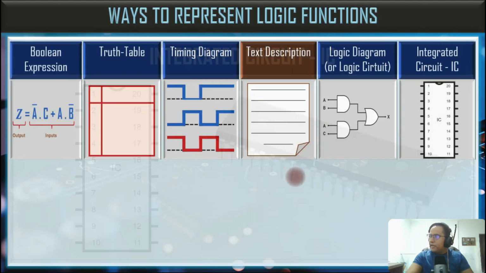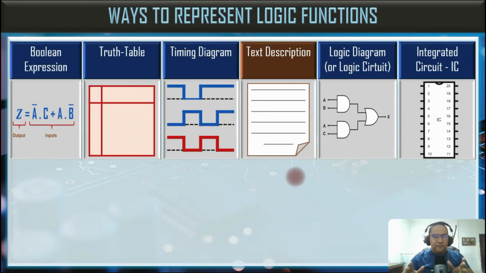Okay guys, we've reached the end of another video in our digital system series. In this lesson, we explored the main ways to represent logic functions, how they can be expressed through Boolean expressions, truth table, timing diagram, logic circuit, and integrated circuits. These representations are essential for understanding how digital systems operate and how logic gates combine to create more complex circuits. In the next videos, we'll go even further, learning how to simplify Boolean expressions and design digital circuits based on them.